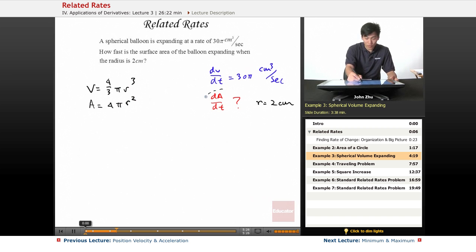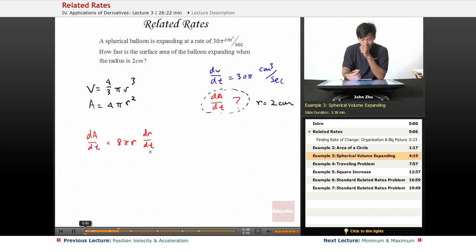Once again, we're looking for dA/dt. Using red, dA/dt equals the derivative, 8 pi r dr/dt. So do we know dr/dt? We don't know how fast the radius is changing, but we do have this other information. Maybe we can use that to help us find dr/dt. So let's look at dV/dt. That equals 4 pi r squared dr/dt.